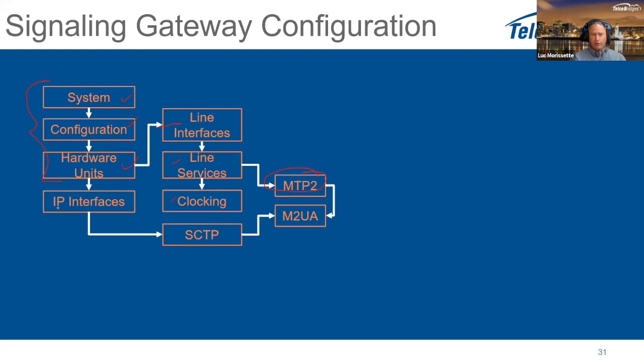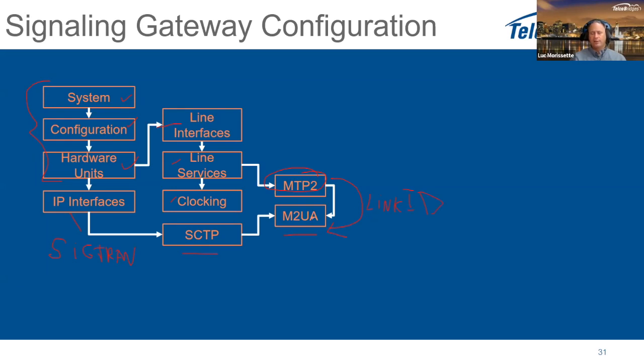Then you will need to configure the IP interface here. And in the IP interface, you will have the one that will be used for SIGTRAN. So you need to have your SIGTRAN IP interface configured here. And then you configure SCTP and your M2UA. And the only thing you need in the M2UA is to say, which MTP2 link am I joining here together? And what is the link ID of this MTP2 link?